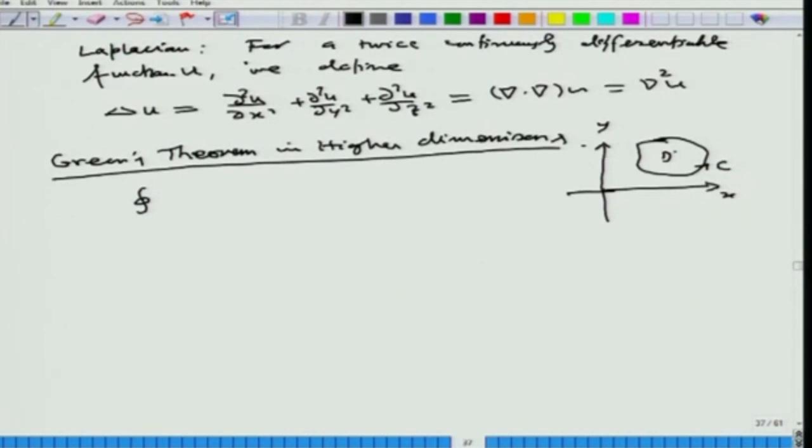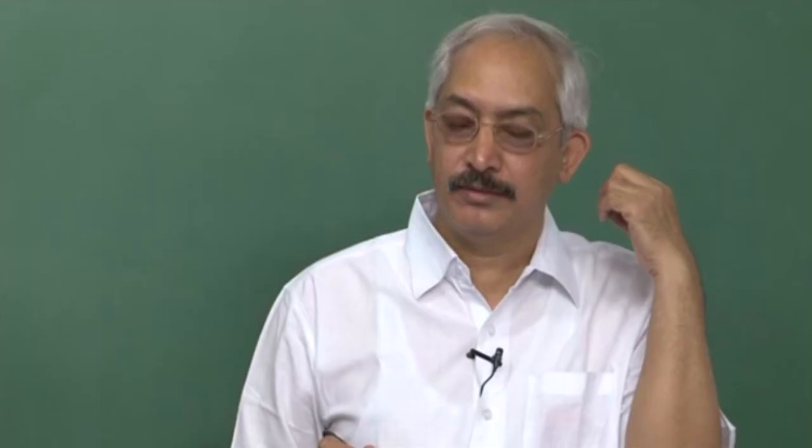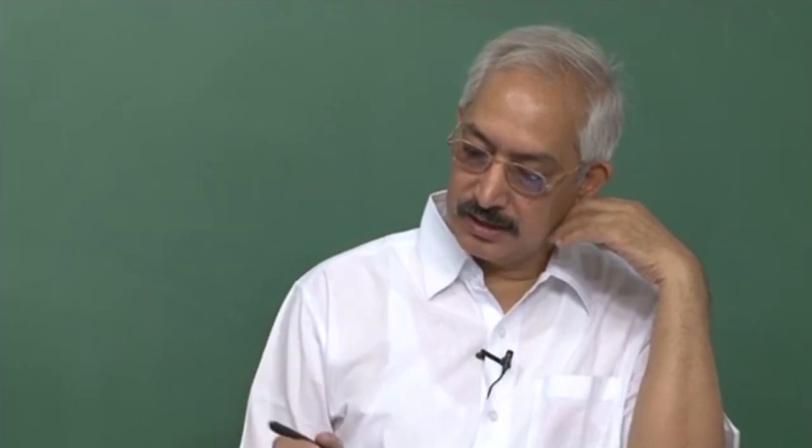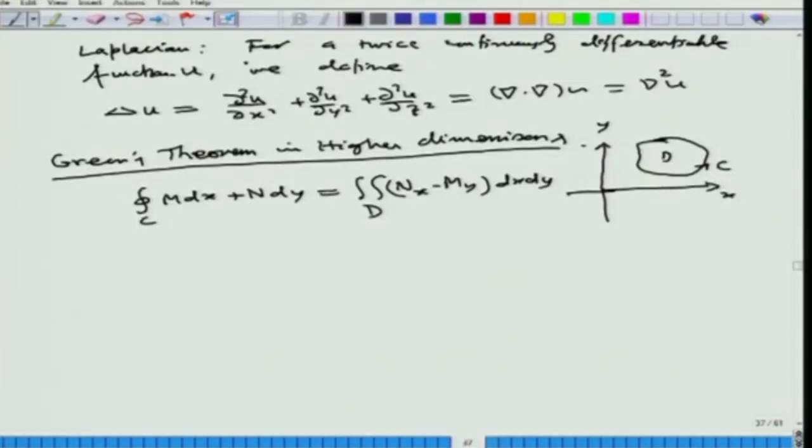Here we have seen that if m and n are smooth functions, then the line integral of m dx plus n dy over C is equal to the double integral over D of n x minus m y dx dy. We established this in the earlier lectures, where m and n are continuously differentiable in D, and piecewise continuous on the boundary, and C is piecewise smooth. This is Green's theorem in two dimension. Now, we can generalize this in higher dimension, but first let us see certain applications in two dimension itself.